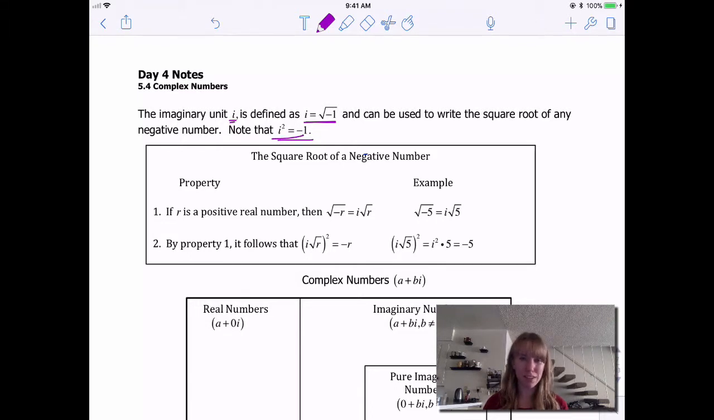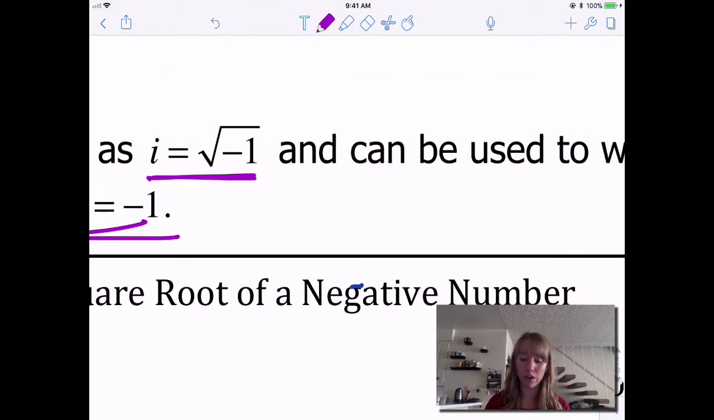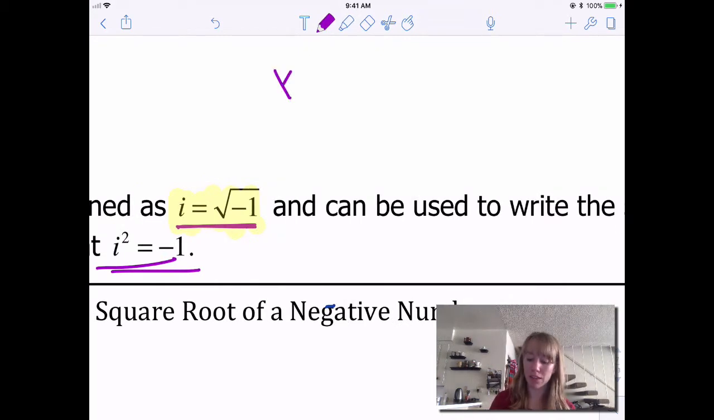So I want to motivate this a little bit. Like, why do we care that i is equal to the square root of -1? And really, what does that even mean? So I want to take you to this problem. x squared is equal to -4. So what that means is some number times itself has to be -4.